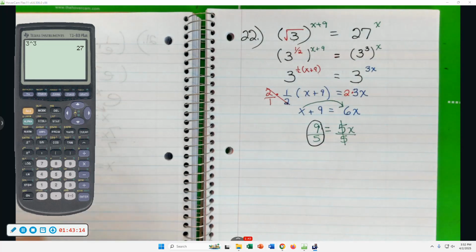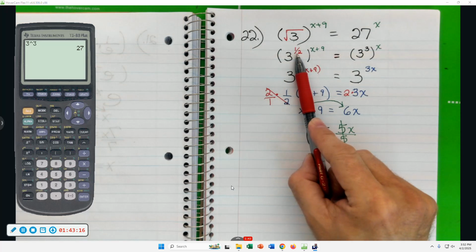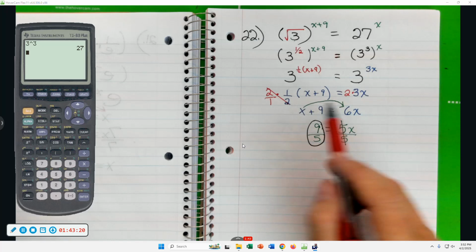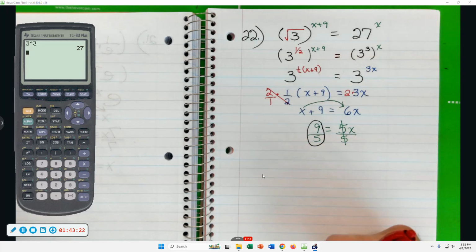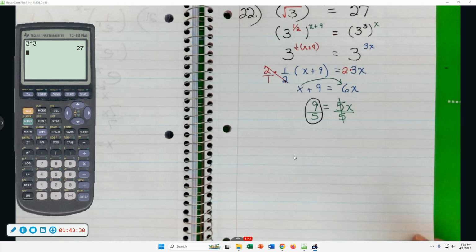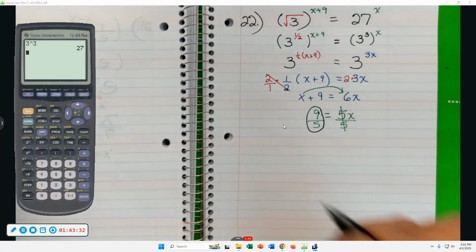So if it involves distributing a fraction here, I think it's probably easier just to wait and multiply through by that denominator. Normally I'd always distribute the 1/2. I've been sitting here thinking about going through doing it like that. I like this better.